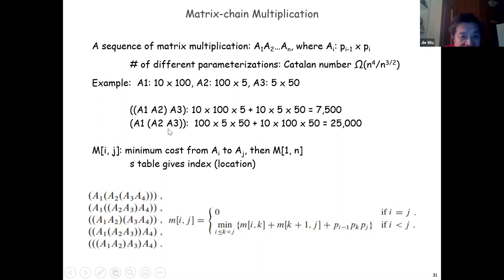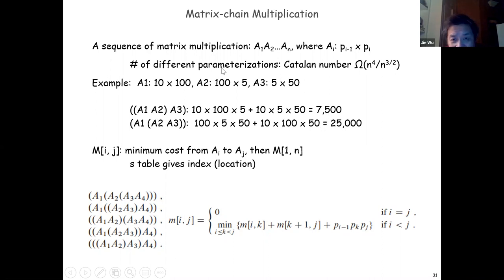But if we do 2 times 3 first, that's totally different. That's 100 times 5 times 50. That number is not too big, but the result is bad, because you get a large intermediate matrix of size 100 by 50. Then you multiply 10 by 100 with another matrix, 100 by 50, so that's 10 times 100 times 50. So it's 25,000. You see the big difference in terms of internal multiplications.